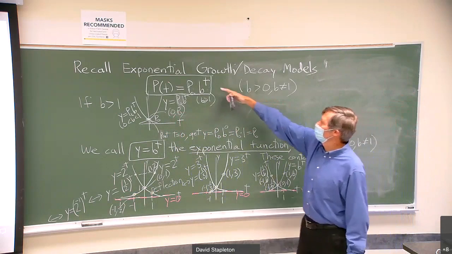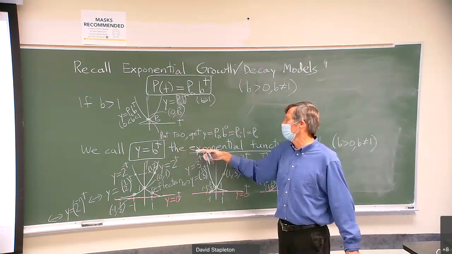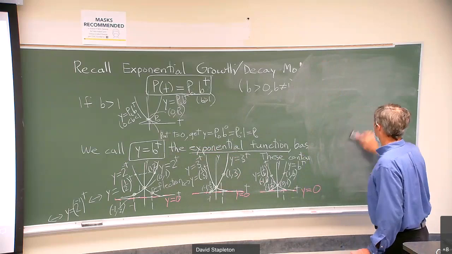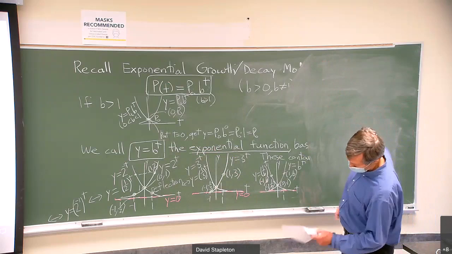All right, so this is the exponential growth model, or an exponential growth function. This is the exponential function base b, and I'll make that distinction more than, I think it's a little clouded in that. Right up there.